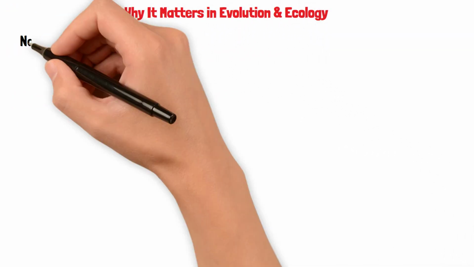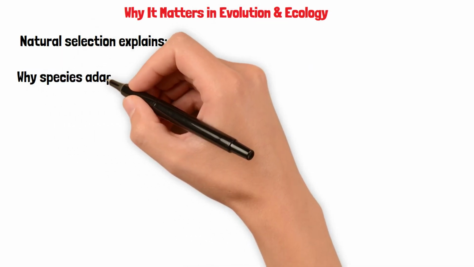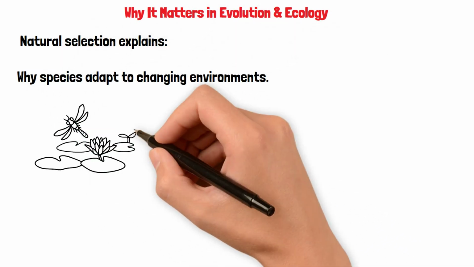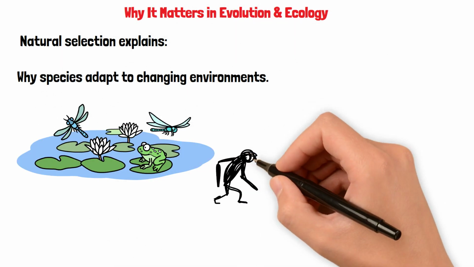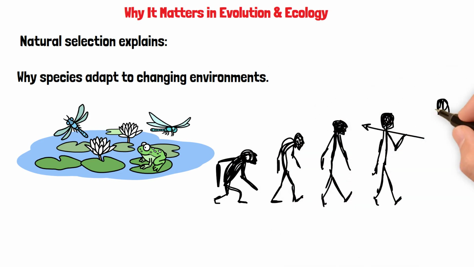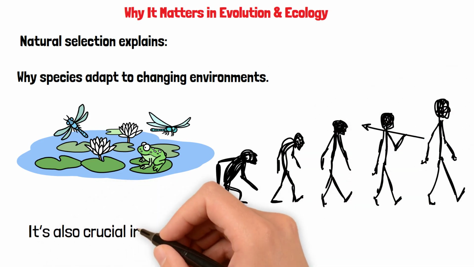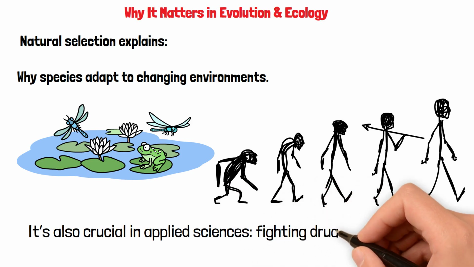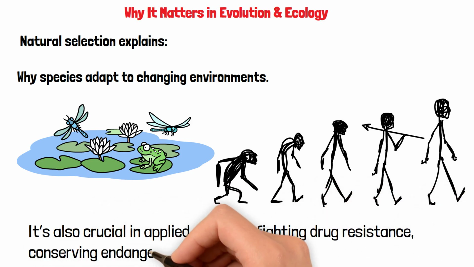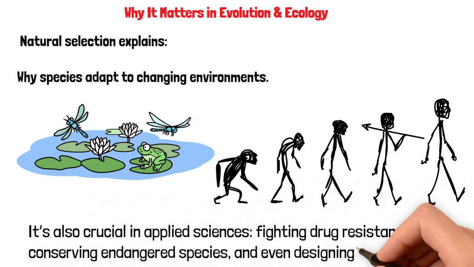Why it matters in evolution and ecology. Natural selection explains why species adapt to changing environments, why biodiversity exists, why humans have traits shaped by our evolutionary past. It's also crucial in applied sciences, fighting drug resistance, conserving endangered species, and even designing vaccines.